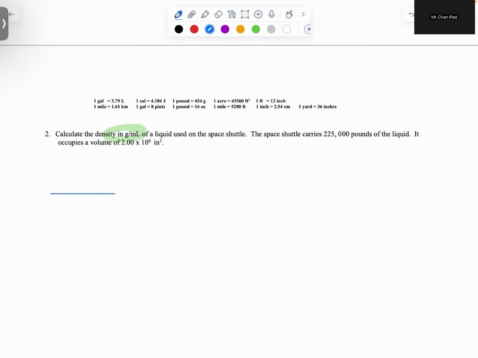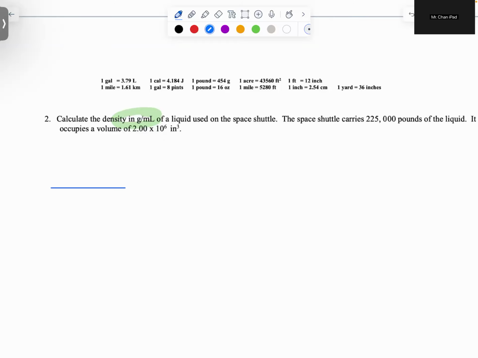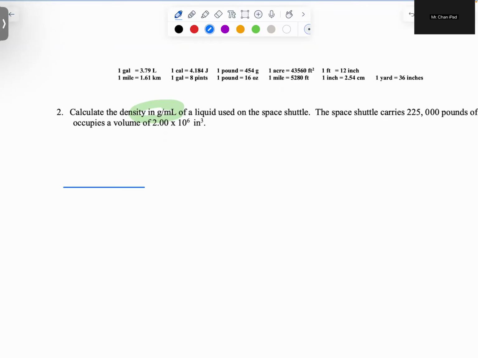We start off with both numbers. But what goes on top, what goes to the bottom? Well, it's mass over volume, right? So the mass, or pounds, or the weight, 225,000 pounds will be in the numerator. And then the 2.00 times 10 to the 6th power inches cubed will be in the denominator. So regardless of the units, we've got to have the right dimension. And the dimension is mass over volume. There you go. Mass over volume.